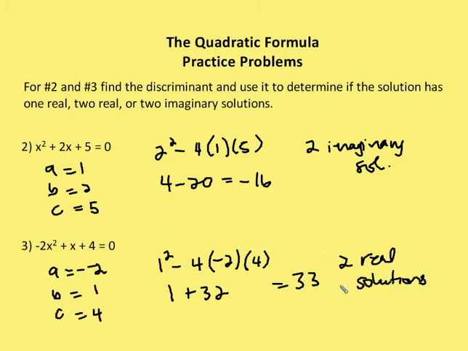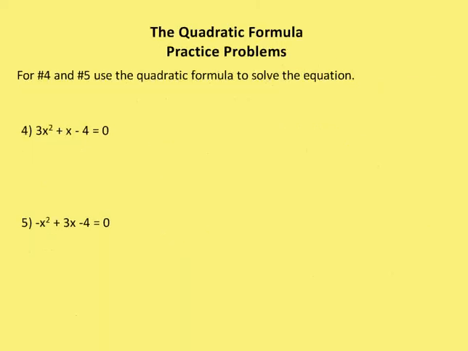So if the discriminant is greater than 0, I have 2 real solutions. If it's equal to 0, which I didn't have in any of these cases, I have 1 real solution. If it's less than 0, I have 2 imaginary, and if it's greater than 0, I have 2 real solutions.